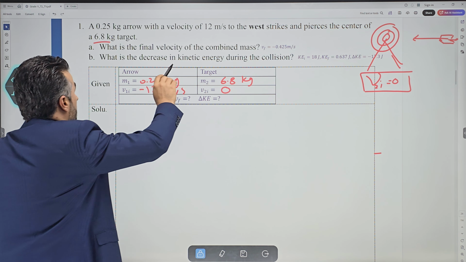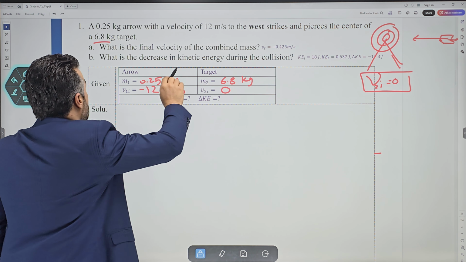So the first part of the question says, what is the final velocity of the combined masses here? After the arrow hits the target, it pierces, so they just become one. Now both the arrow and the target are moving together. So how do you find the final velocity? Just like before, m1 v1 initial plus m2 v2 initial, because these two stick together, equals m1 plus m2 times v final.